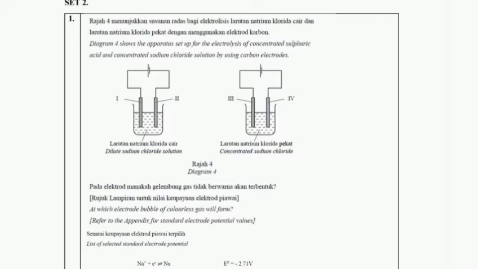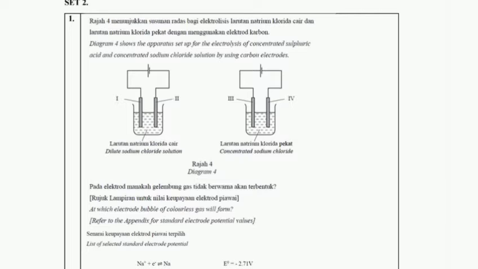Question number 1. Diagram 4 shows the apparatus set up for the electrolysis of concentrated sulfuric acid and concentrated sodium chloride solution by using carbon electrodes. The diagram is incorrectly written, where the first diagram should be concentrated sulfuric acid. The question asks, at which electrode will bubbles of colorless gas form?